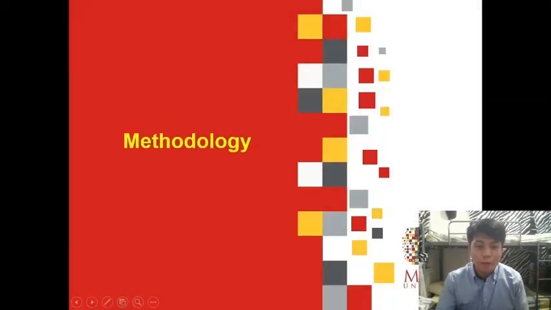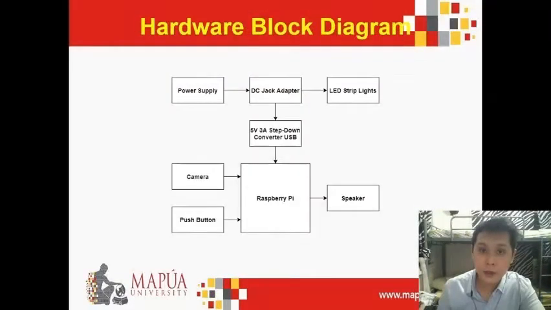So for our methodology, I'll be discussing the hardware block diagram. Our hardware makes use of a Raspberry Pi microcomputer to process image processing and data transfers within the system. To power it, we used a 12 volts power supply and a DC jack adapter connected to a step-down converter. This step-down converter is a 5 volts step-down converter which enables us to power the Raspberry Pi.